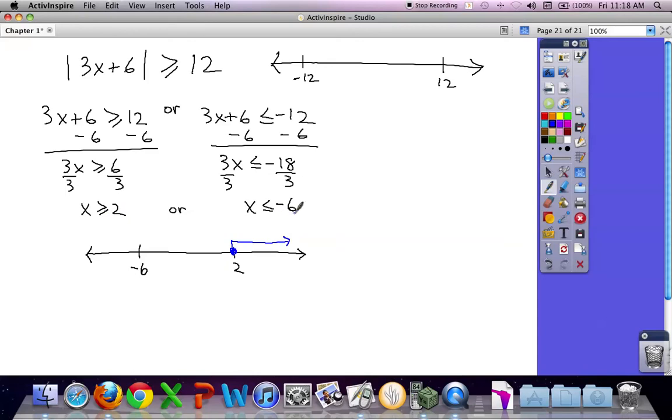This is less than or equal to negative 6, another closed circle, and it should be shaded to the left. So any value of x which is less than negative 6 or greater than 2 would solve this compound inequality. And make sure that you can follow the example above this in the textbook.